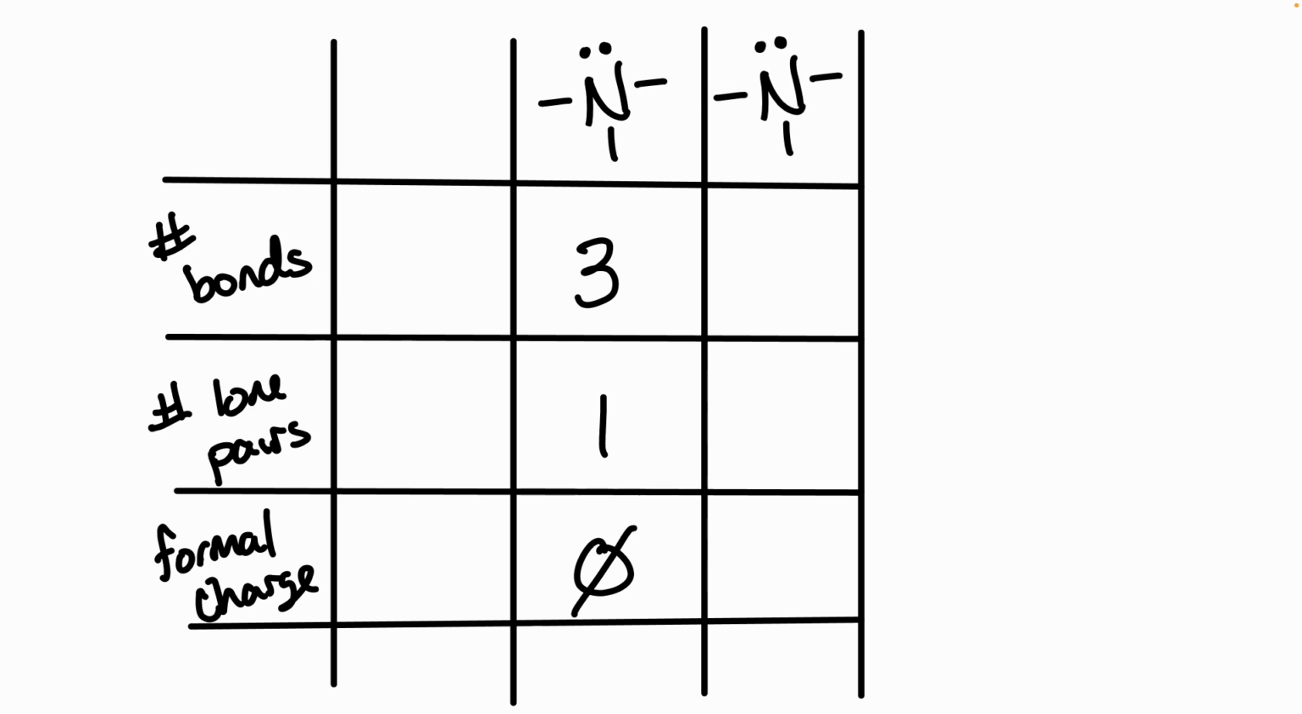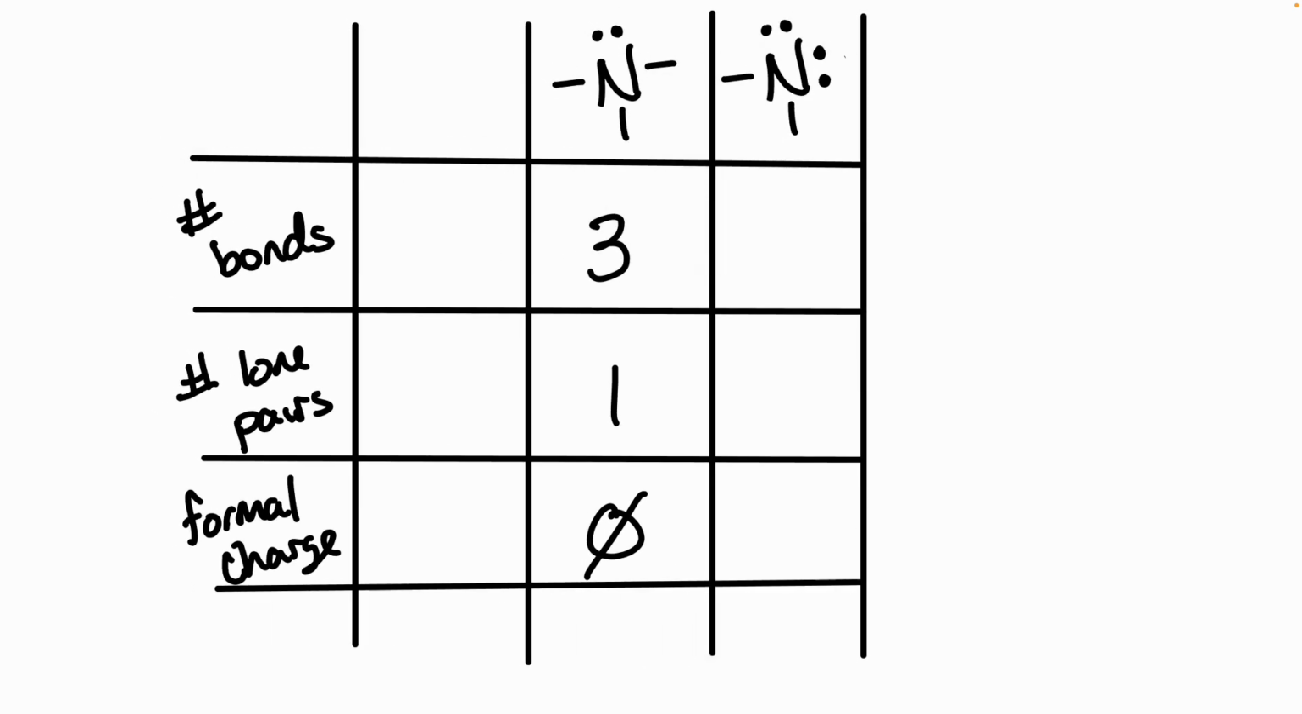All right, so based on an analogy of what we did before, we're going to take this bond and replace it with a lone pair. That's going to increase the electron density on that nitrogen. So when I decrease my number of bonds and increase my number of lone pairs, I get that formal charge of -1.